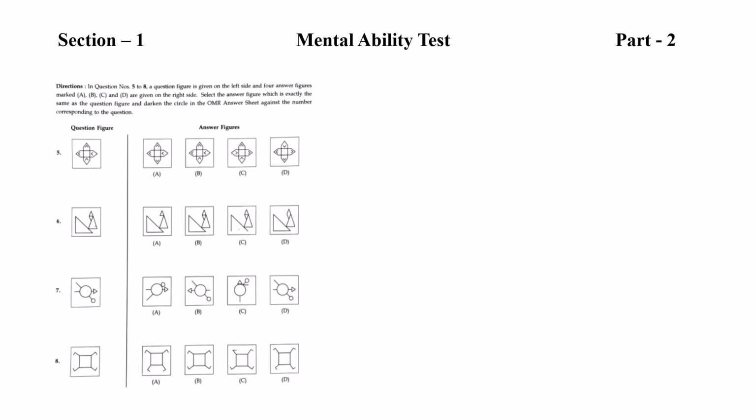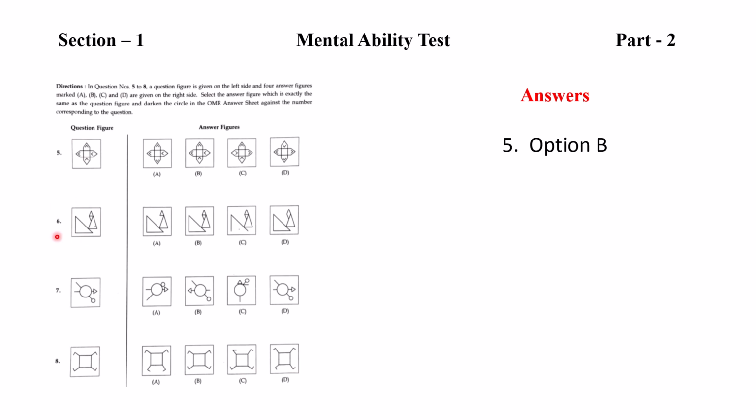Second part of this mental ability test is going to be that there is a question figure given here, and we need to find the exact match of this question figure out of these 4 options provided here, and that would be the correct answer. Coming to the question number 5, we can see that option B clearly matches with given question. Therefore, correct answer for this question 5 would be option B.